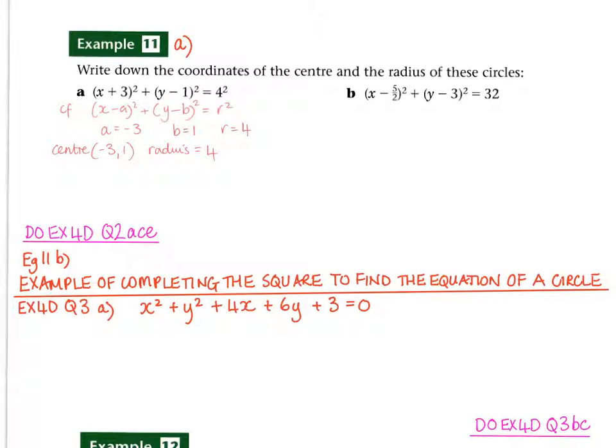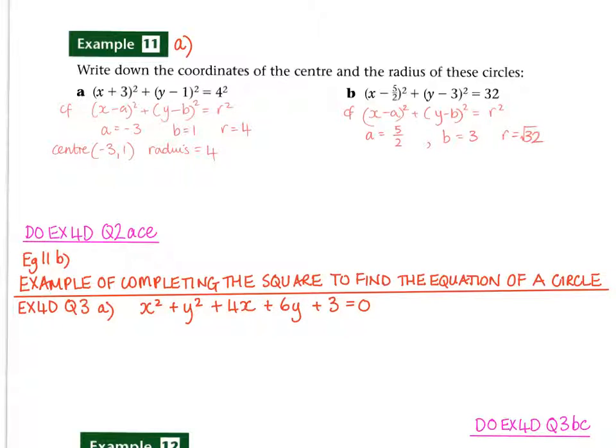We do exactly the same with the next one. We compare it to our original equation, x minus a all squared, y minus b all squared equals r squared. If we look at the signs, they do actually match, so we can read the value of a and b straight off. So a is equal to 5 over 2 and b is equal to 3 and r is equal to the square root of 32.